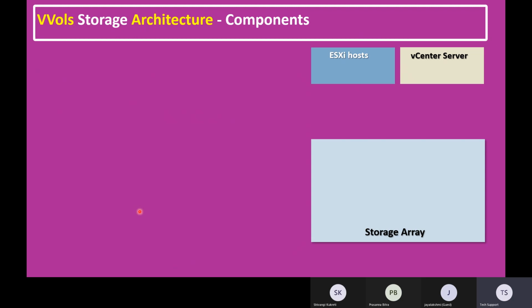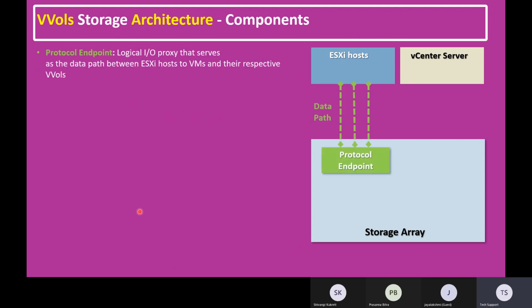Now let's talk about the vVols. One of the main architectural components is the protocol endpoint. So now let's try to understand the use of the protocol endpoint. The protocol endpoint's main purpose is that it maintains the data path. The same data path is the point highlighted here.